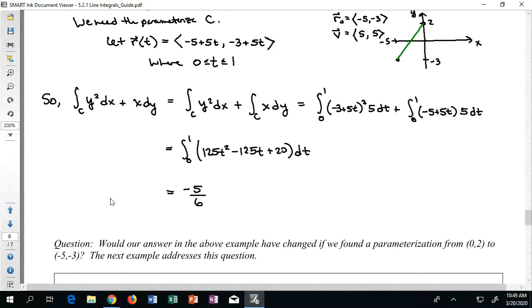One interesting question that we would begin to ask is, would our answer in the above example have changed if we had found a parameterization from (0, 2) to (-5, 3)? Notice that we thought about a starting position where we started at the bottom and moved to the top. Would it have changed had we reversed the order of this direction? We'll take a look at that in the next video.